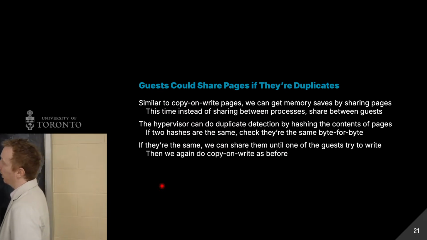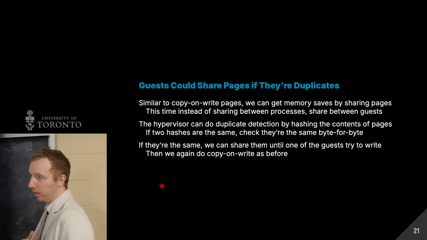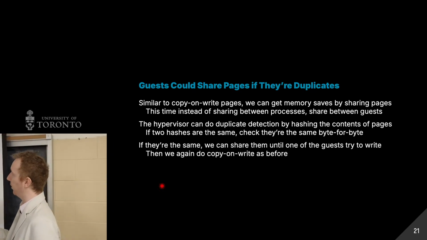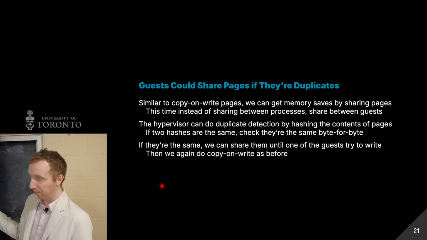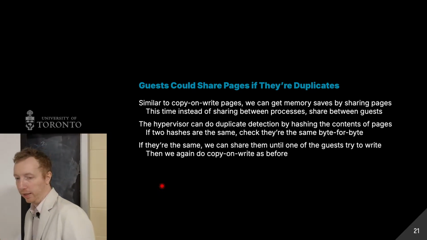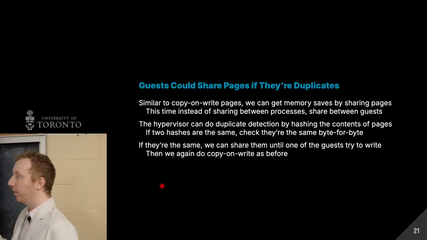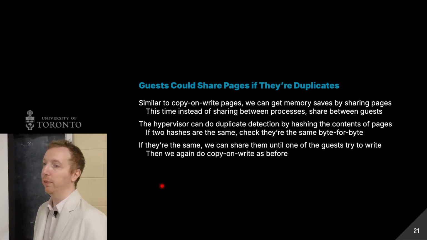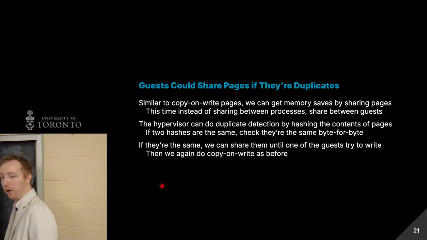So we could also use other advantages we knew from before. We can use copy on write. So guests can actually share pages if they're duplicates. So if we have 2 virtual machines running the exact same kernel, possibly running the exact same processes, well, ideally, if they were on the same or if we were running them on one operating system, we could use copy on write, be memory efficient, all of that stuff.